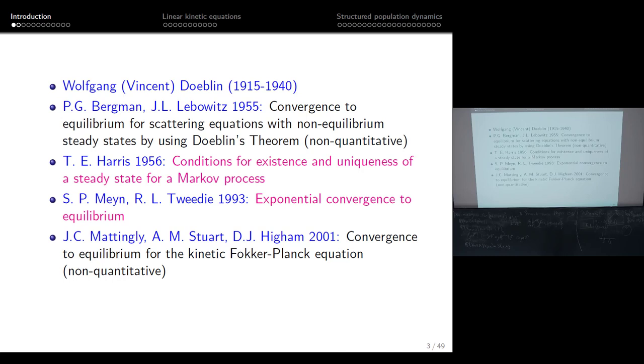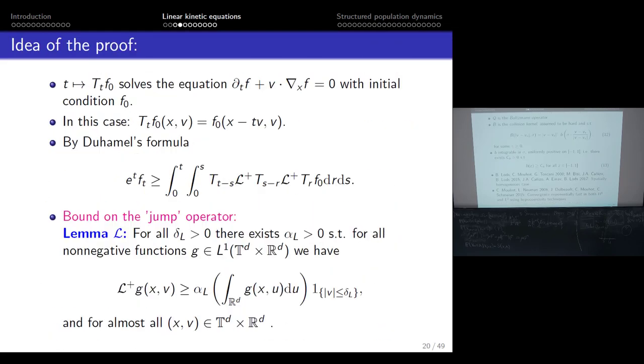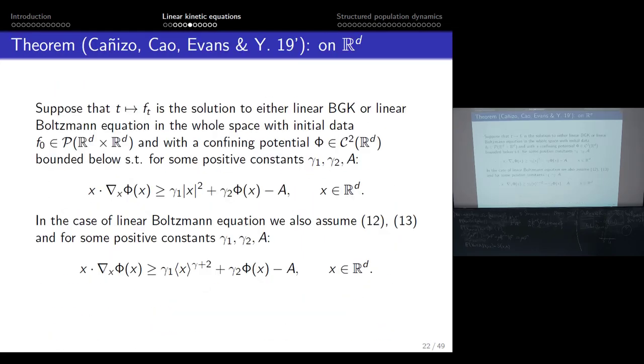For example, an exponential potential is growing. So, in theory, I think it should work, but if it's faster than this quadratic rate, it should be working, I think, but we didn't try. It's a function of the control of the derivative of the potential by itself. On the whole state space, we have this kind of bound for the derivative of the potential.